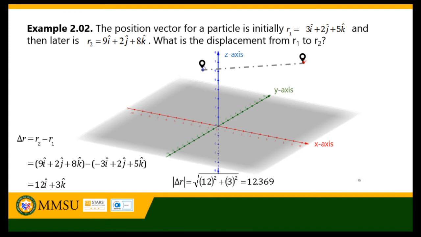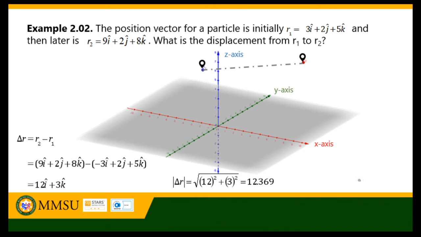So for the x component, it's 9 minus negative 3, which is 12. For the y component, it's 2 minus 2, which is 0. And for the z component, it's 8 minus 5, which is 3. So the displacement of the particle in vector notation form is 12 i hat plus 3 k hat.